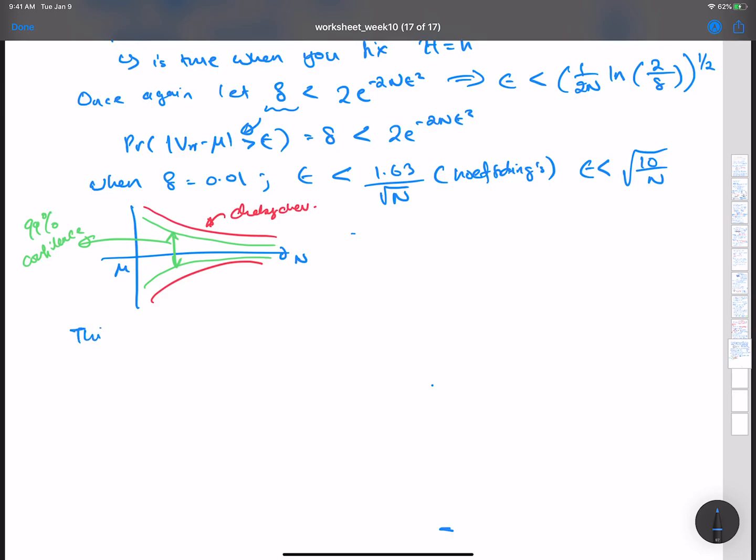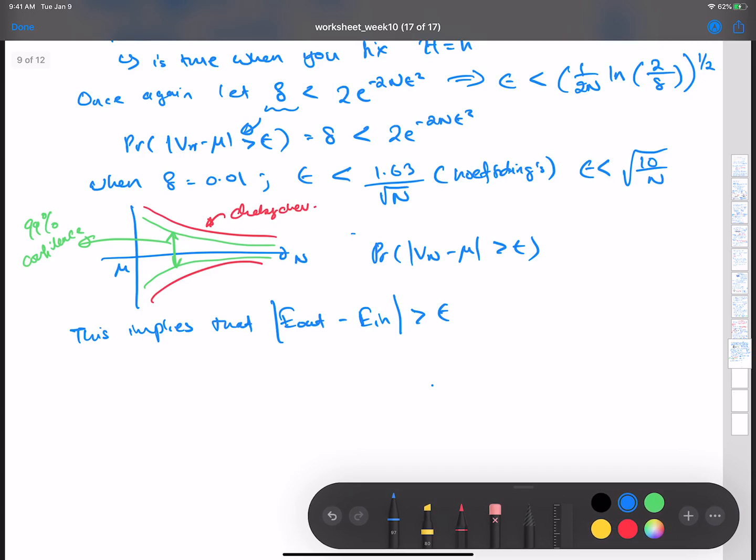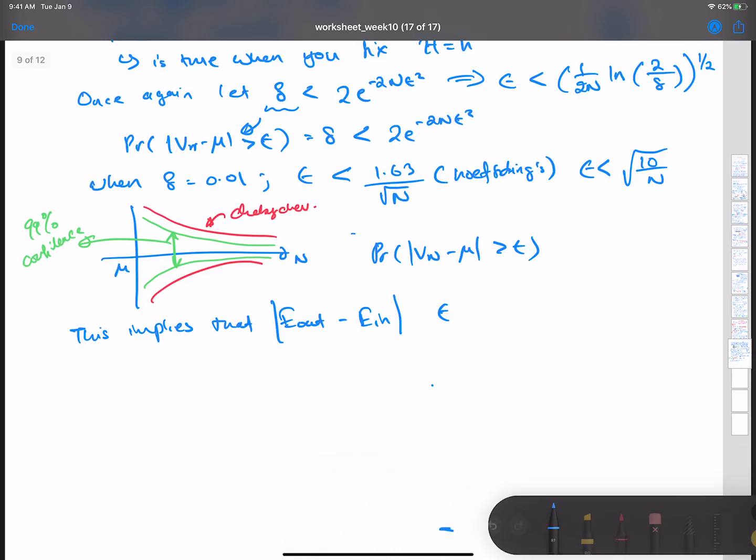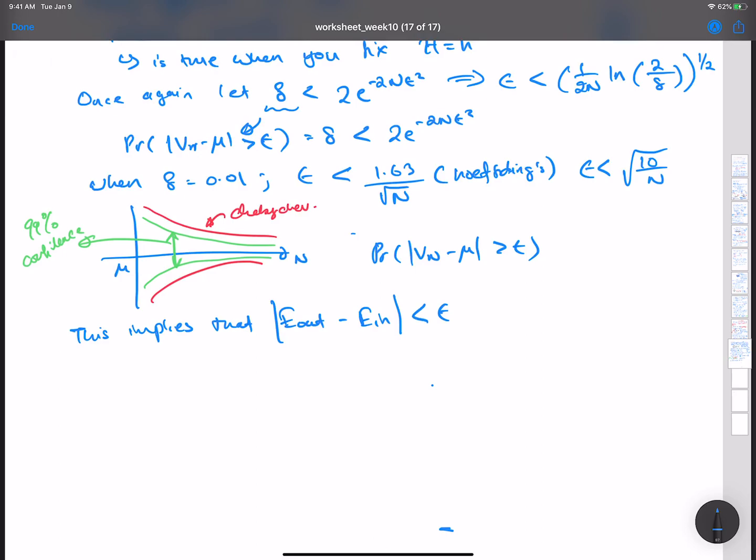So this implies that E out, so we had the probability that vn minus mu is greater than epsilon, right? So E out minus E in is greater than epsilon. It's what we want to figure out. So this is outside of the margin, but if you want to compute when it is within the margin, then you change the sign. So when is the difference between the true error and the in-sample error within epsilon? Okay, that is what we are computing here.